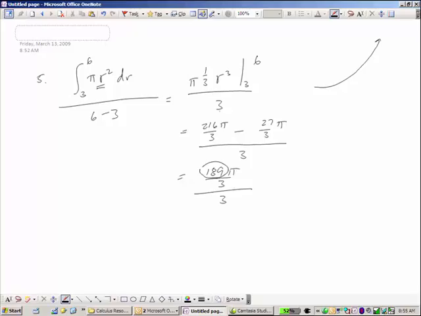Oh, you want me to multiply by the reciprocal first? So you want me to do 189 pi over 9? I can do that. Does 9 go in? If you add up the digits and it goes in by 9, then it's divisible by 9. Oh, I didn't learn that one. That's great. Okay, 21 pi?